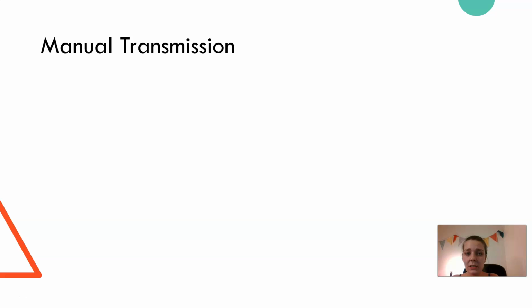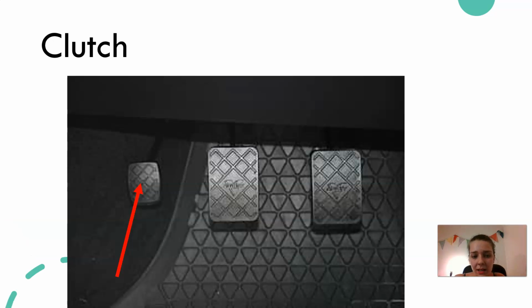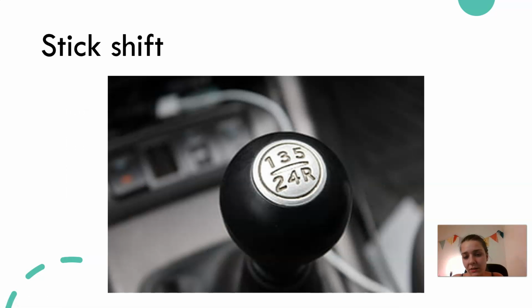Okay, now we are going to talk about manual transmissions. A manual transmission has a clutch. There is still a gas pedal and a brake pedal, but there's a third pedal. The third pedal is the clutch. You use the clutch to shift gears. That's how you control the gears.